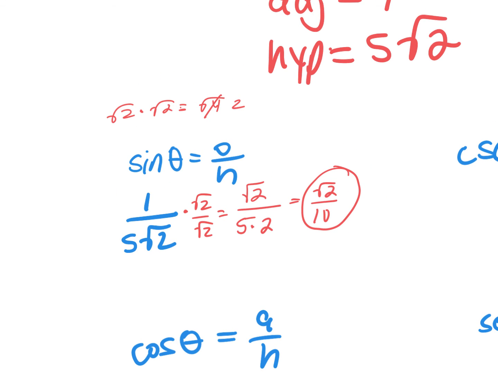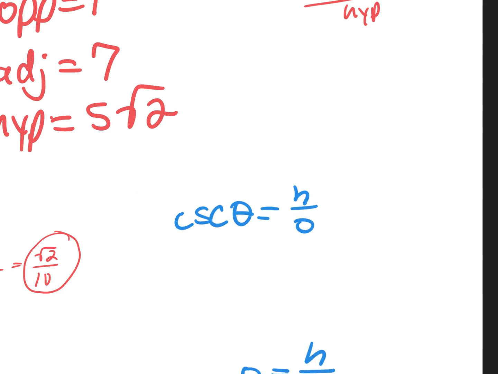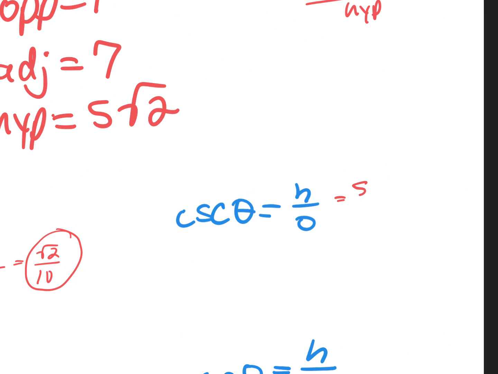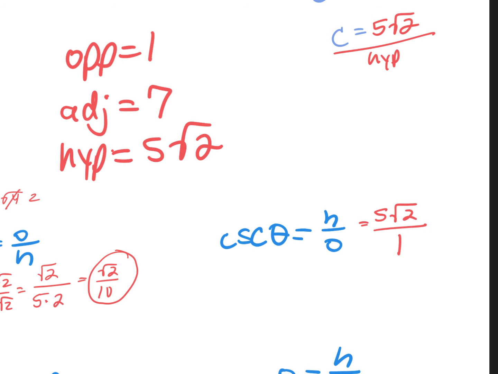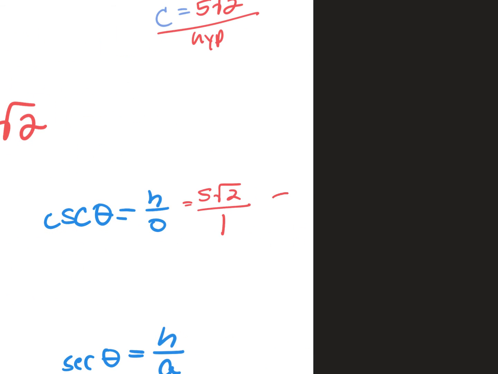So let's scoot over. Since we found the sine, let's find the cosecant. What is your hypotenuse? 5 square root of 2 over the opposite side, which is 1. What's my answer? 5 square root of 2. Can you leave it 5 square root of 2 over 1? Absolutely. That's fine.